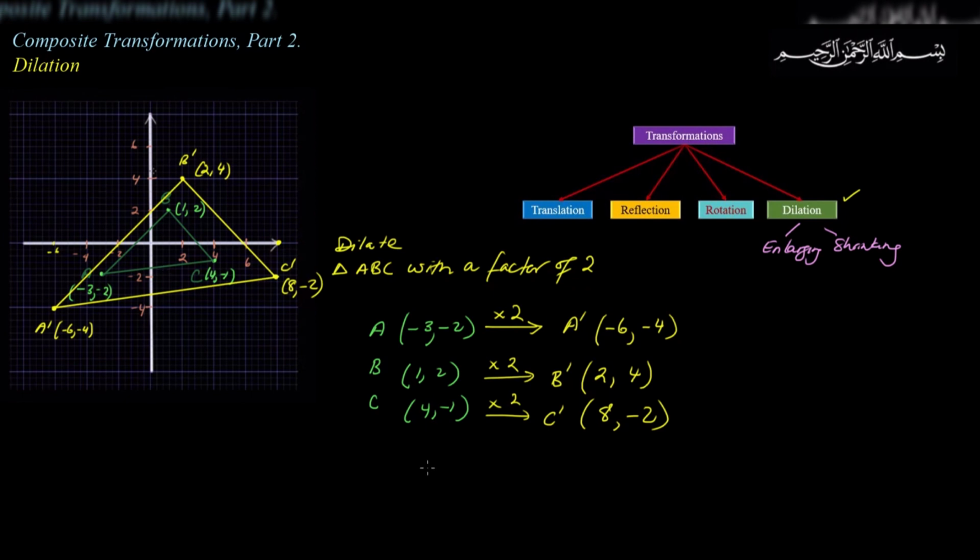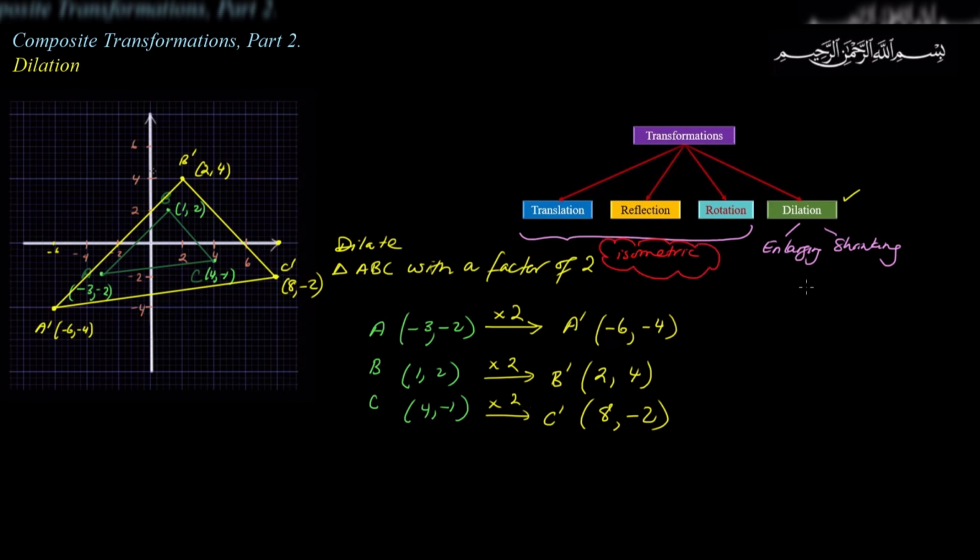Now you notice one thing. When you dilate an image, you make it bigger or smaller, right? The size of each particular triangle changes. Whereas when you do the other transformations, translations, reflections, and rotations, the size of the image does not change. It remains the same size. So these three transformations, translations, reflections, and rotations, are called isometric, meaning that the size of the image does not change.